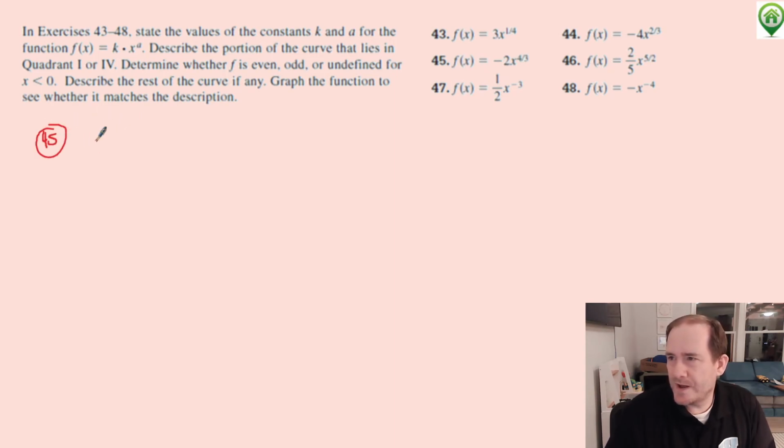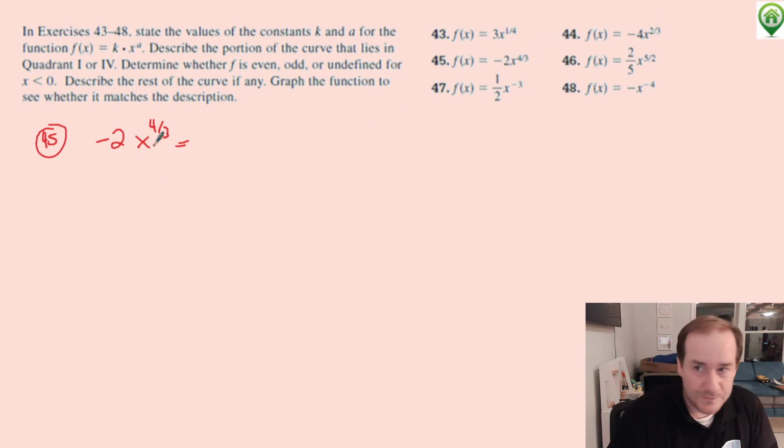So for 45, we've got negative 2x to the 4/3. How's that different? It's not. That's just literally the same as 44. 44 has a negative coefficient and a power of 2/3, which is even. Oh, I lied. It's different. Okay, 2/3 was less than 1, and 4/3 is greater than 1, so our shape will be different.